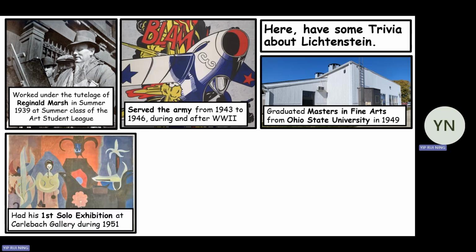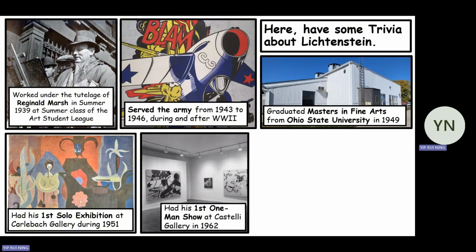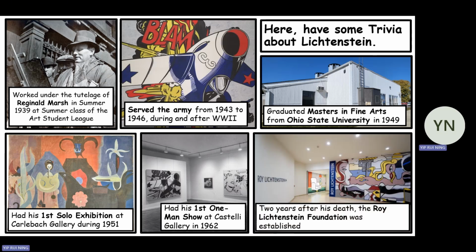Lichtenstein had his first solo exhibition at Carlebach Gallery in 1951 before he began doing pop art, and his first one-man show in 1962 at Castelli Gallery. Two years after his death, the Roy Lichtenstein Foundation was established, with Lichtenstein's youngest son as its president.